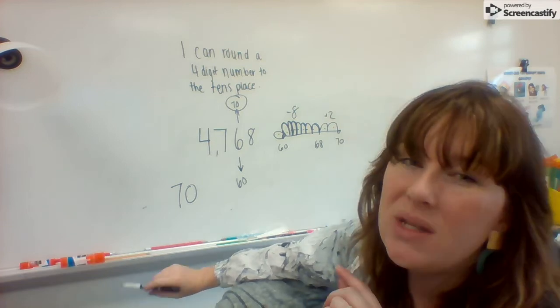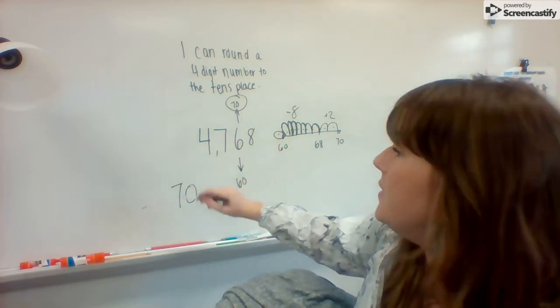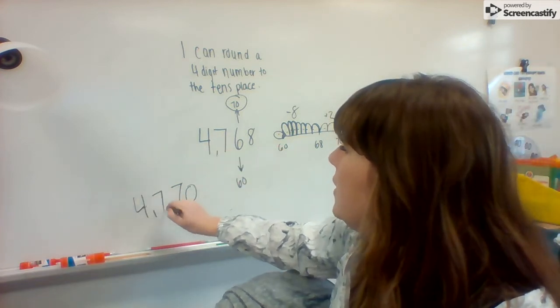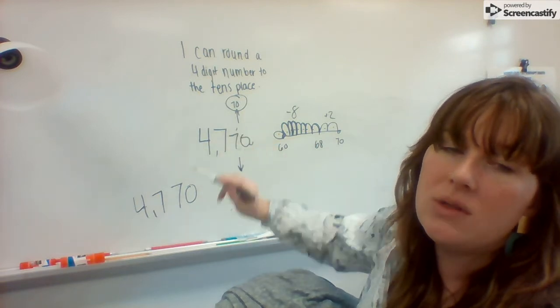But remember, it wasn't initially just a 68. It's a 4,768. So this number is going to be 4,770 now that I rounded it. So that would round to 4,770.